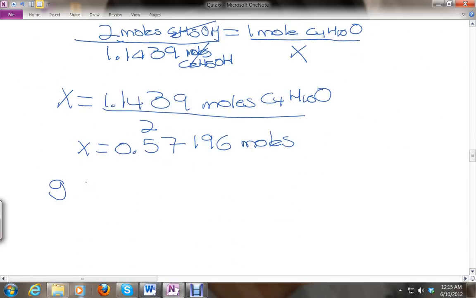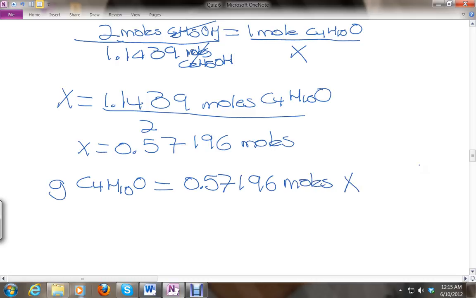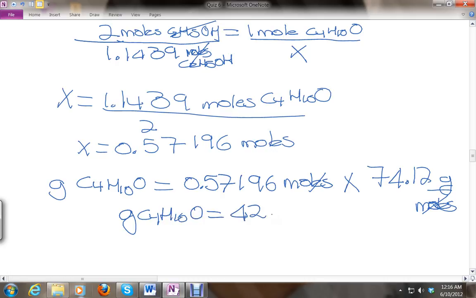So the grams of C4H10O, the diethyl ether, is equal to 0.57196 moles. We multiply by the molar mass, which I'm going to tell you right away: 74.12 grams per mole. Just calculate it for yourself. And this is going to give us 42.3934 grams. Keep the decimals for now, don't round it.